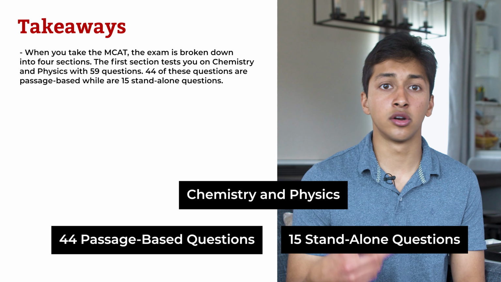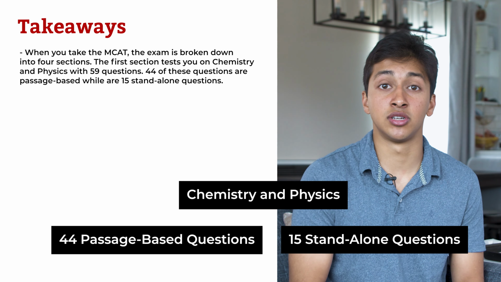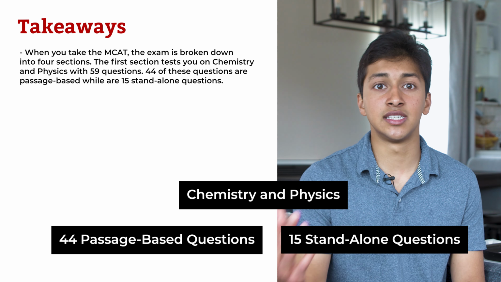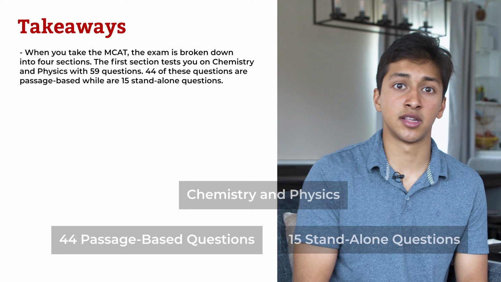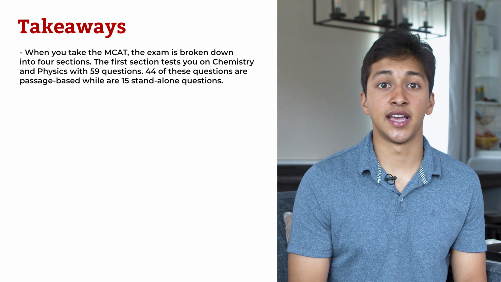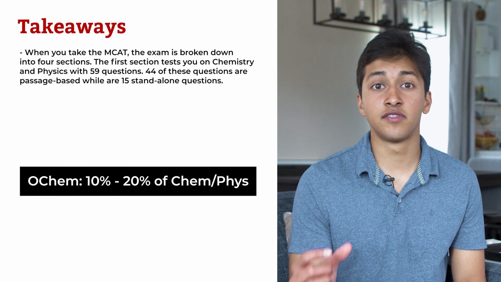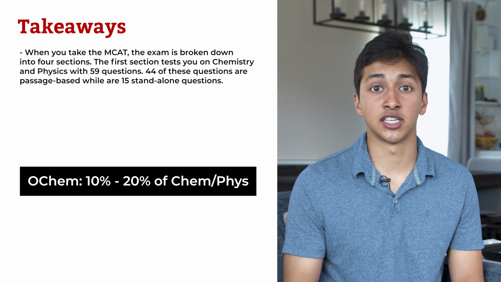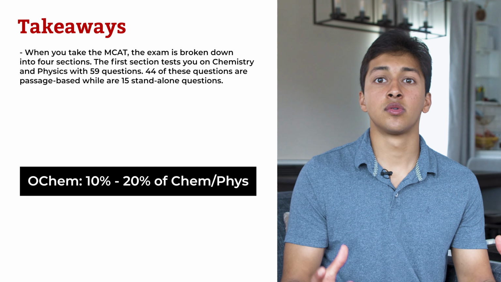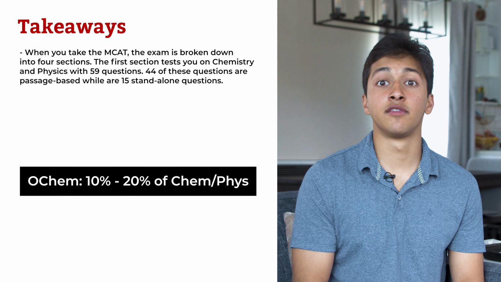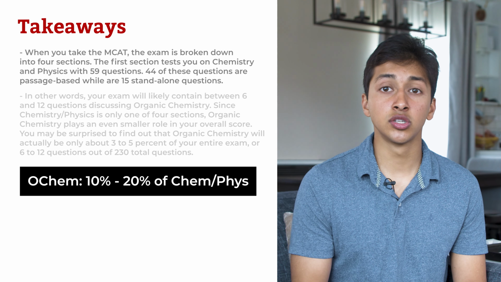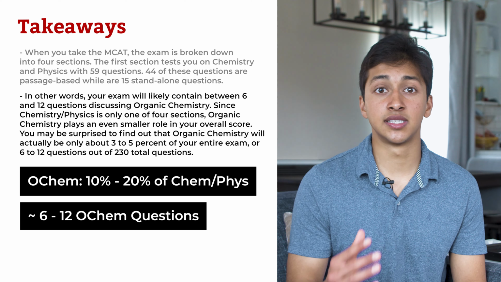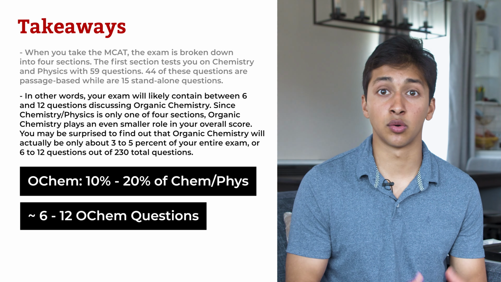Even though you spent 1 or 2 semesters studying organic chemistry in undergrad, you will not likely see as much organic chemistry as you might expect on the actual exam. So let's break it down by the numbers. According to the test makers at the AAMC, OChem will be about 15% of your chemistry physics section, give or take 5%. So that means between 10 to 20% of your MCAT chemistry physics section will focus on OChem. In other words, your exam will likely contain between 6 and 12 questions discussing organic chemistry.